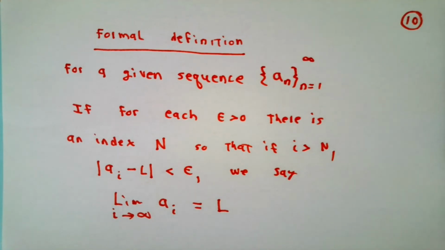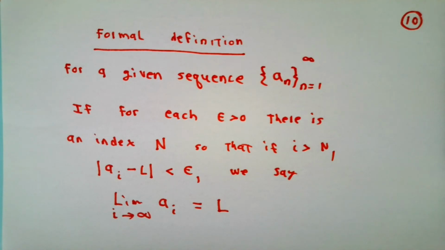If I give you a sequence of numbers, a sub n, with indexes from 1 to infinity, if for every positive number epsilon there is an index N, so that if index i is bigger than index N, you're guaranteed to have the absolute value of a_i minus L smaller than epsilon, then we're going to say that the limit of the sequence is L. We'll say that the sequence converges to L. If anything else happens, then we say that the sequence diverges.